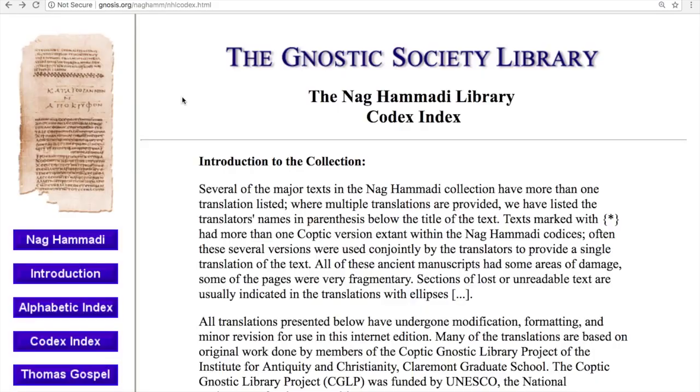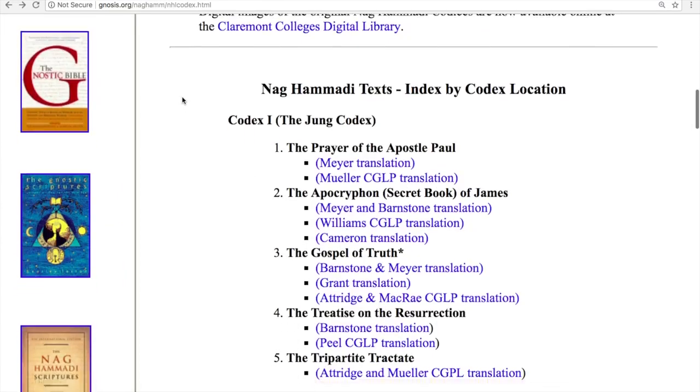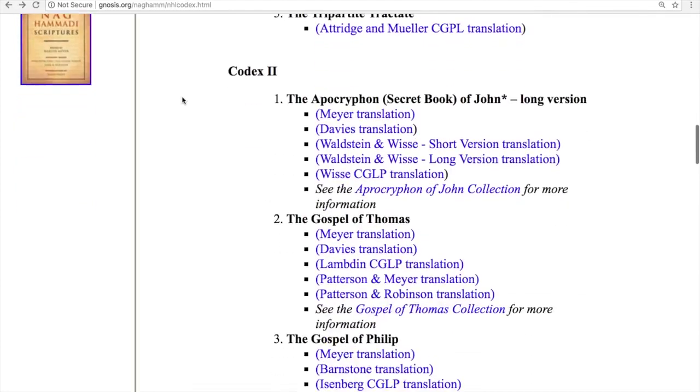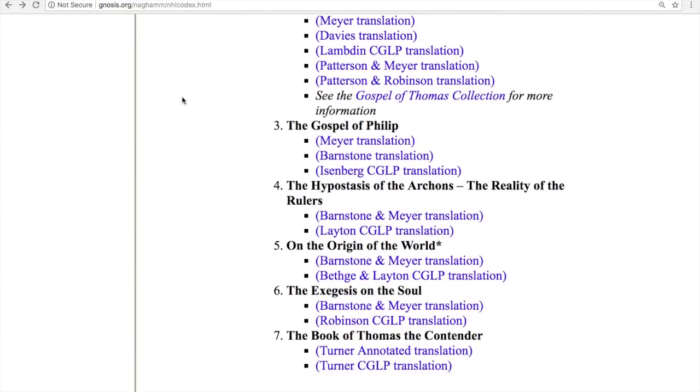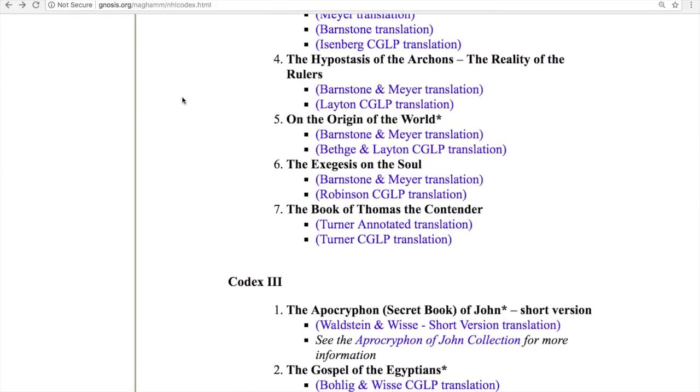In this video, we began a new book from the Nag Hammadi library. We are now on Codex II, book number 5, titled On the Origin of the World. We have two translations we can take from.